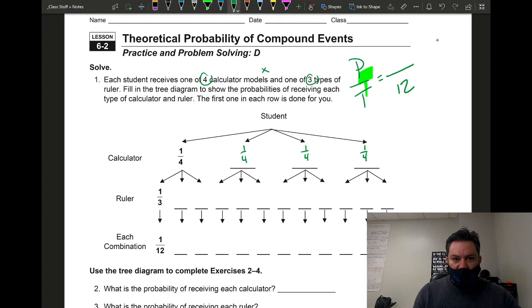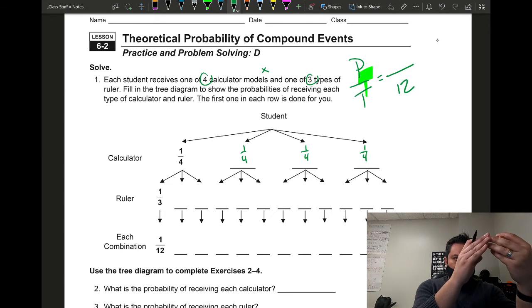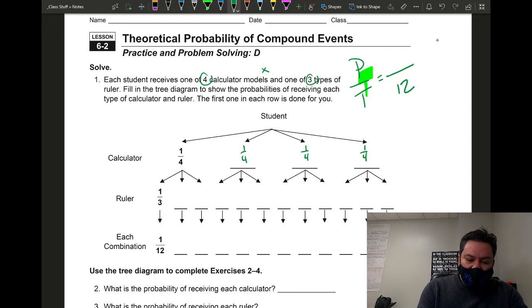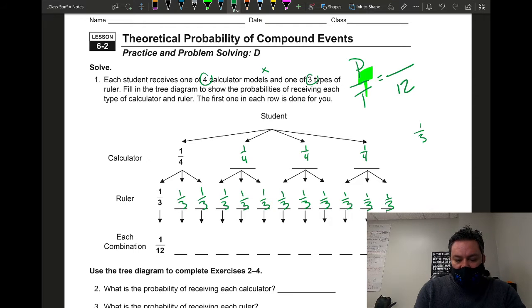Now the next one, the ruler, well, there's 1 out of 3, right? So the combination of getting calculator A and ruler A, B, or C is going to be calculator A, ruler A, calculator A, ruler B, calculator A, ruler C. Same thing with calculator B, ruler A, calculator B, ruler B, calculator B, ruler C, and so forth. So the probability for the ruler, since there's 3 rulers, is 1/3, and all you got to do is fill it in. 1/3, 1/3, all the way to the end. That's it. This one you're just filling it in.